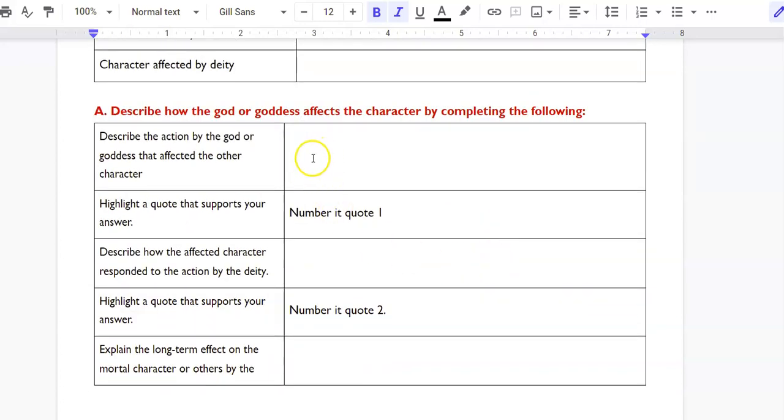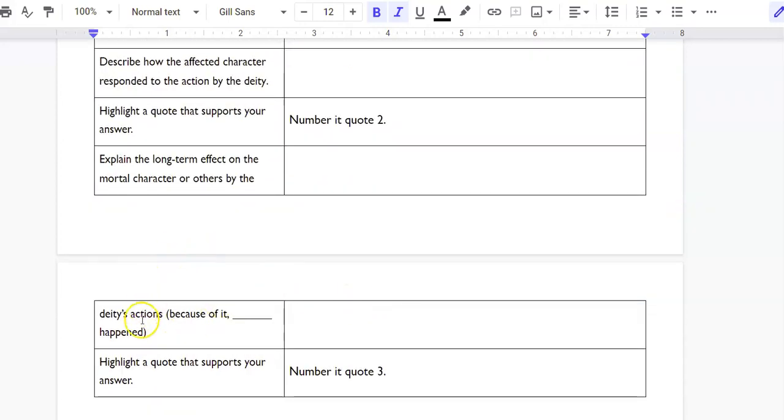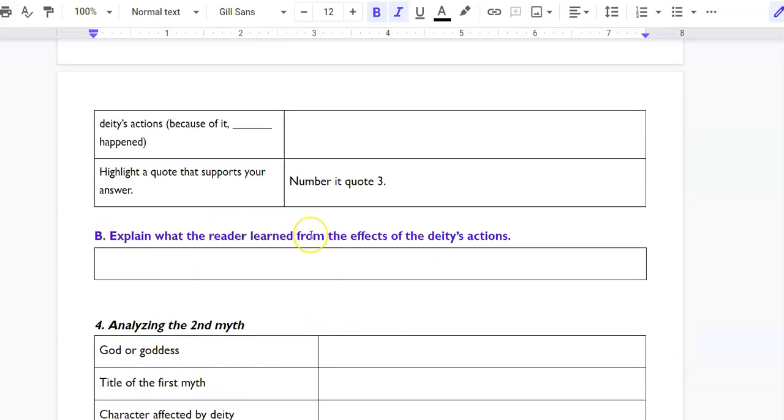And then you're going to describe what action does the god or goddess take that affects the other characters. So you start off by what does the god or goddess do, right? Hades put a condition on letting Eurydice go. And then find a quote. And then how does the character respond? Well, Orpheus didn't listen and he turned around, right? And so then what were the long-term effects, right? Because of the deity's action, right? Because of the condition, because of what Hades did, what happened. And then the B part is what, as the reader, do we learn from the effects of that action?